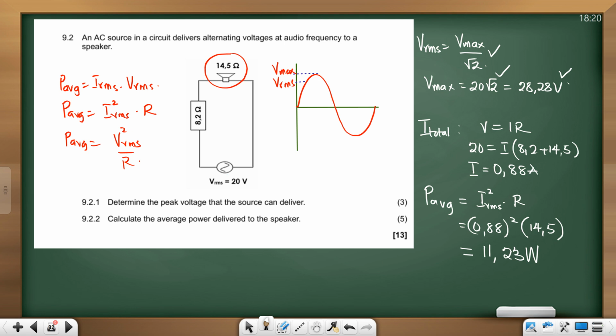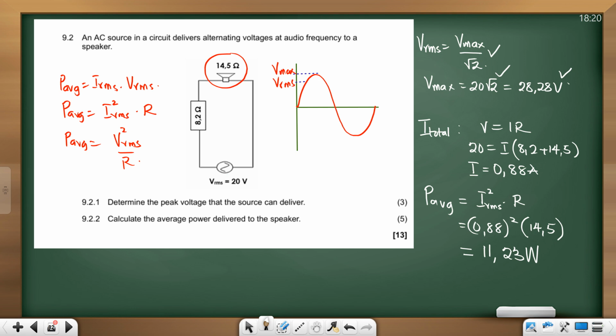Yes, Itumeleng, talk to me. Your hand is up. So I used the 11 method. That's how I got my 0.88. That's what I'm not understanding. I use P average is equals to V RMS squared over R to get directly to P average, but it gave me 0.88 as an answer.